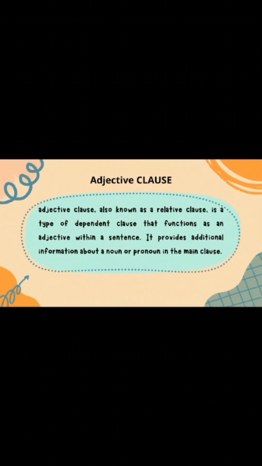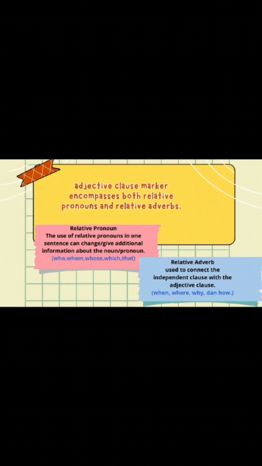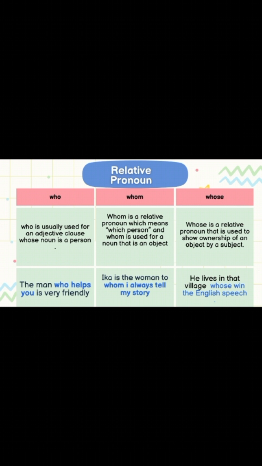Adjective clause. An adjective clause, also known as a relative clause, is a type of dependent clause that functions as an adjective within a sentence. It provides additional information about a noun or pronoun in the main clause. Adjective clause markers encompass both relative pronouns and relative adverbs. The use of a relative pronoun in one sentence can change or give additional information about the noun or pronoun. Well, let's start with the relative pronoun.